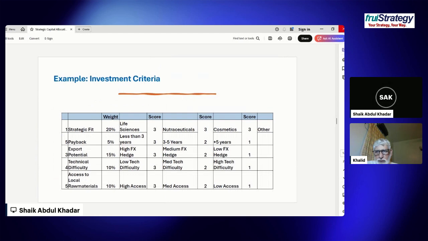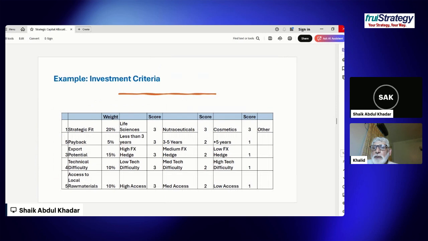made. The first column, you'll see that I've given some weightage to investment criteria like strategic fit, payback period, export potential, technical difficulty, and access to local raw materials. So this is specific to an organization where these things were important. So I've given a weightage of 20% to strategic fit, 5% to payback, 15% to export potential, technical difficulty 10%, and access to raw materials another 10%. So that is 20 and 40 and 60.